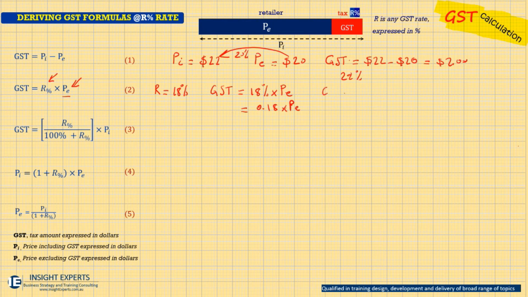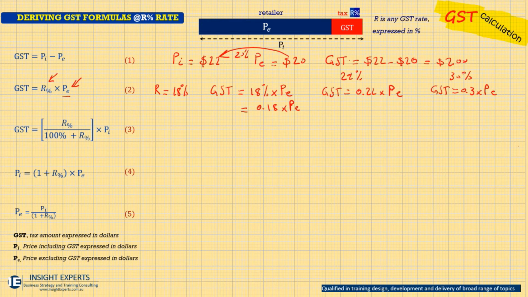Then my GST amount would be equal to 0.22 times PE. If it is 30%, it is 0.3 times PE. So it is simple, straightforward. You simply multiply the tax rate by the price before tax for any GST amount.